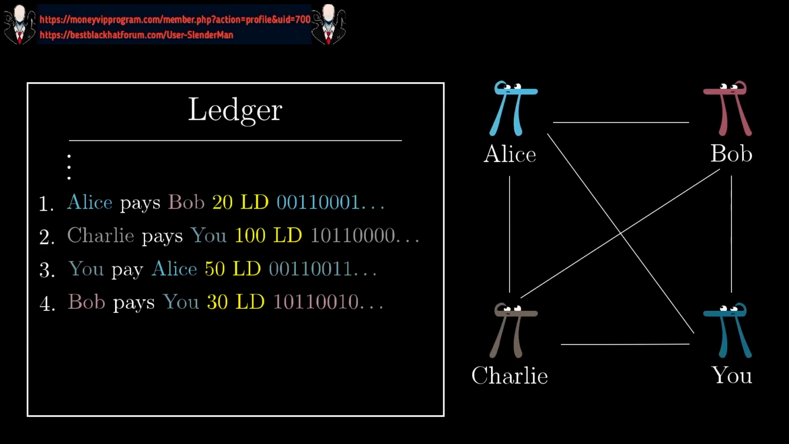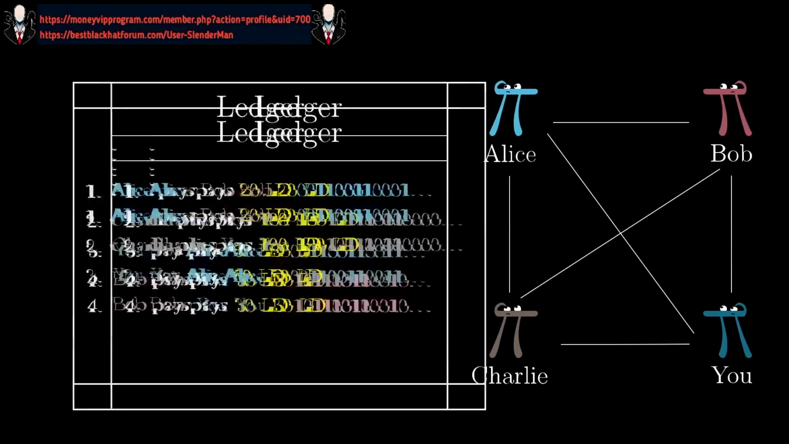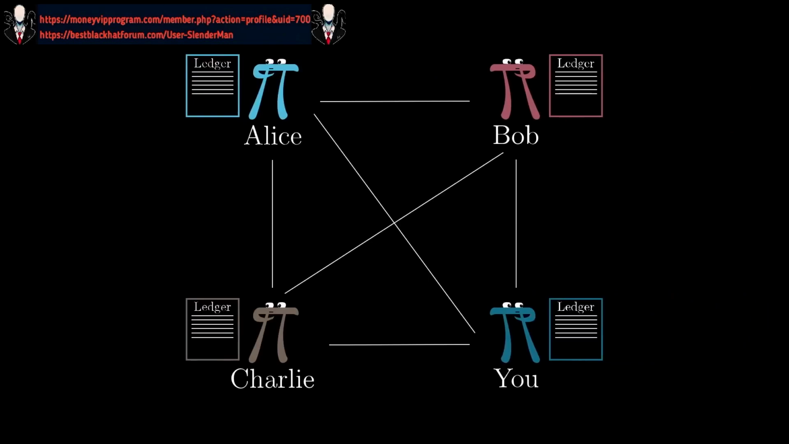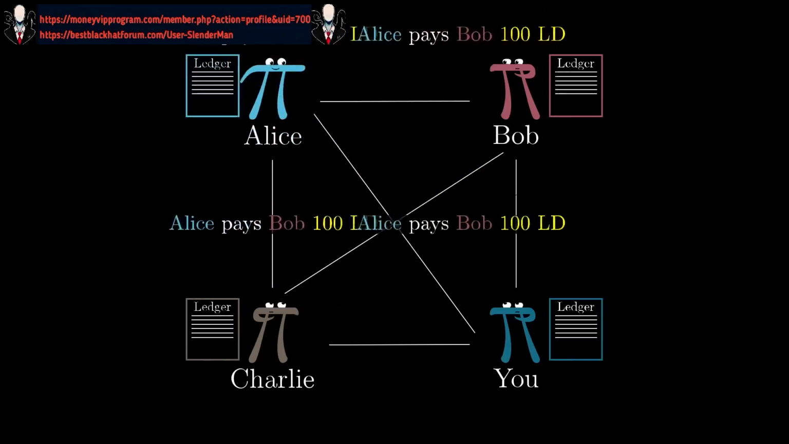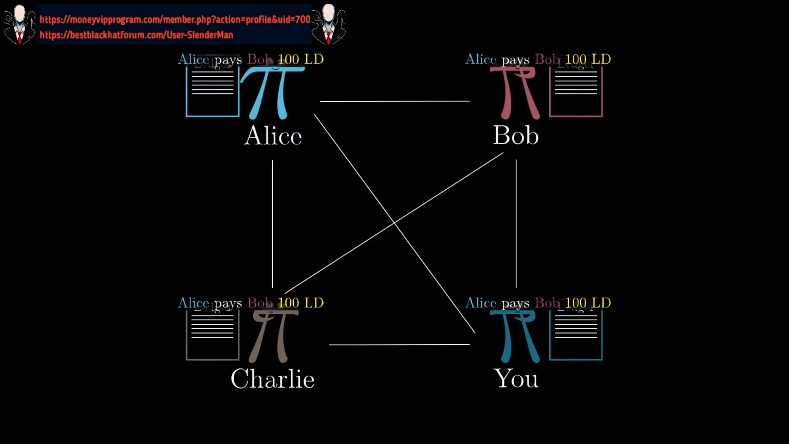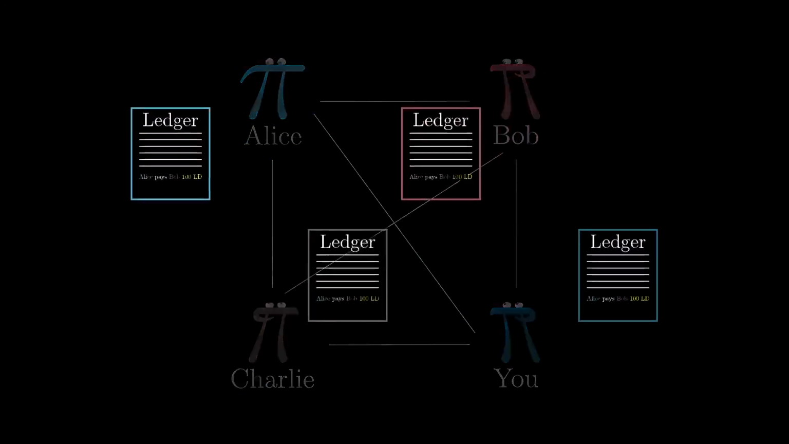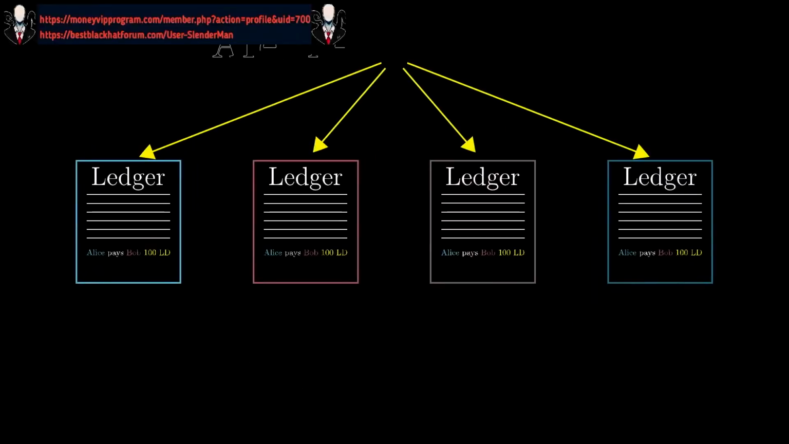To remove that bit of trust, we'll have everybody keep their own copy of the ledger. Then when you want to make a transaction, like Alice pays Bob 100 ledger dollars, what you do is broadcast that out into the world for people to hear and to record on their own private ledgers. But unless you do something more, this system is absurdly bad.